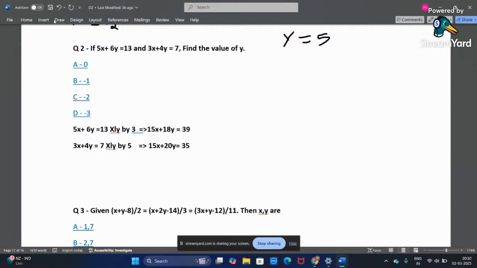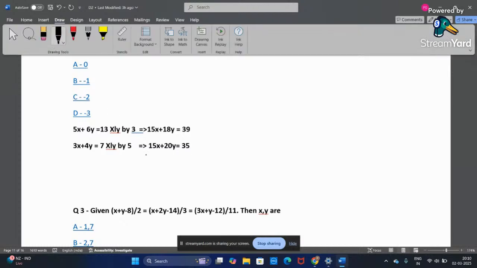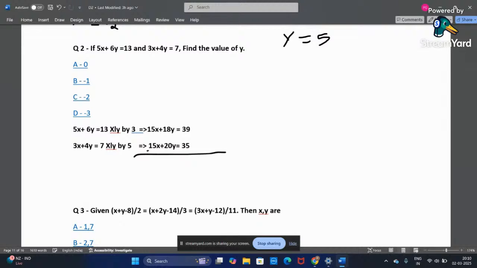So now what you have to do, you have to subtract, right? So while subtracting, the sign will get changed in the below equation. If it is plus, it becomes minus. If it is minus, then it will become plus. Here this is plus and this is minus, then these both digits get cancelled. Then 18 minus 20, it is minus 2y equals 4. 39 minus 35, it is 4.